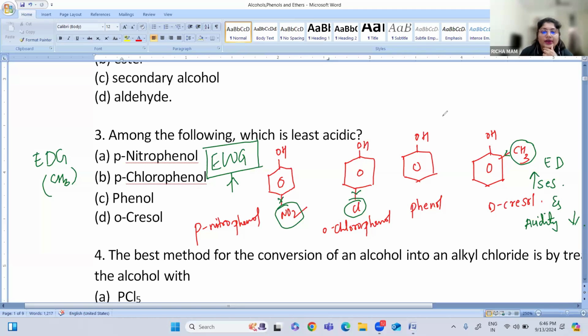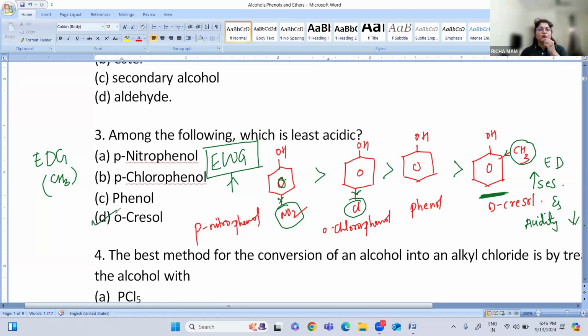Now, which is least acidic then? Nitrophenol is more acidic as compared to chloro. Then after chloro, at phenol there is no electron withdrawing or electron releasing group, so this is neutral. Then, with ortho cresol, the electron density will increase and acidity will decrease. So the least acidic is ortho cresol.